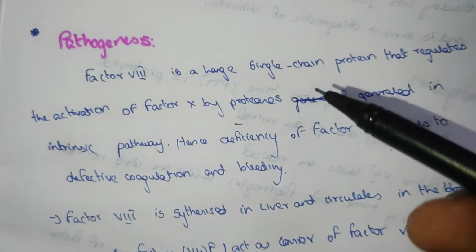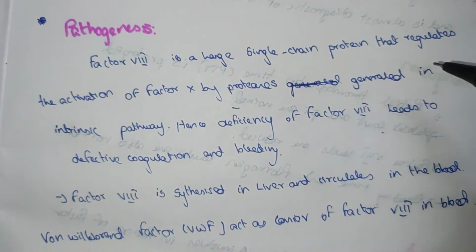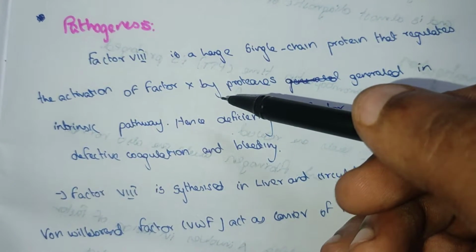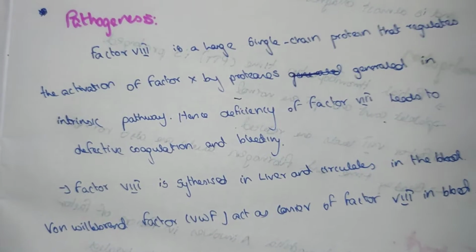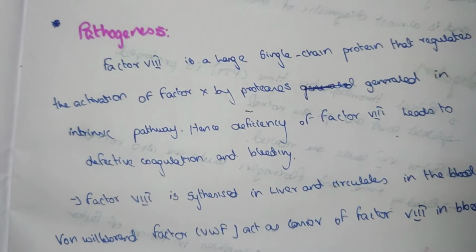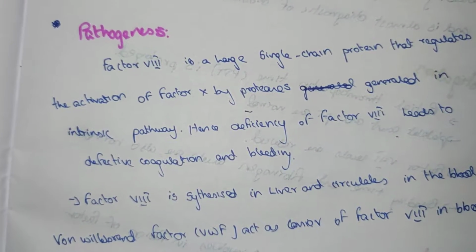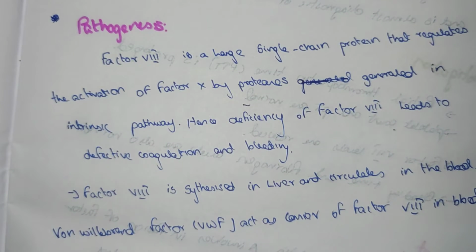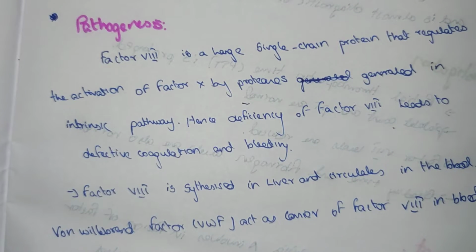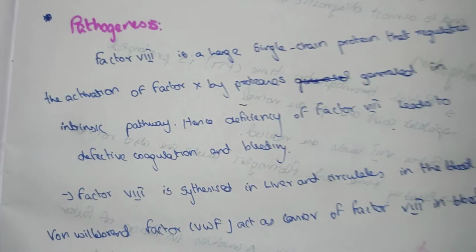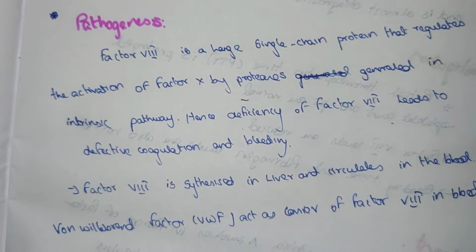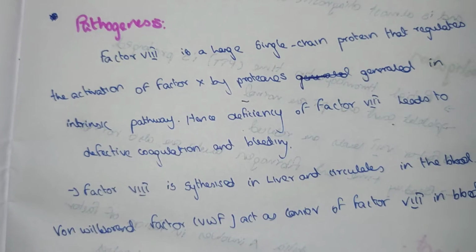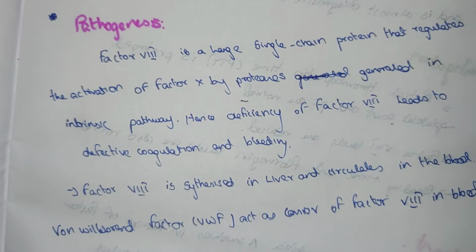Pathogenesis. Factor 8 is a large single chain protein that regulates the activation of factor 10. There are many clotting factors; one clotting factor is 8 and the other is 10. These factors are used in the coagulation pathway.